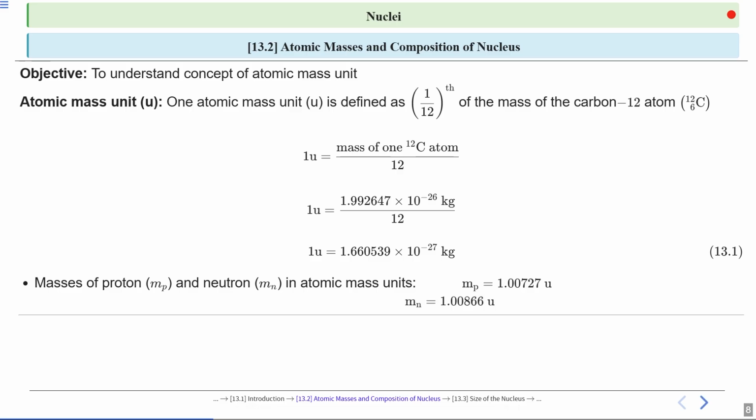Similarly, the mass of a neutron is about 1.00866 U, which is just a bit heavier than a proton. Both of these values are very close to 1 U, but not exactly equal. This small difference is important in nuclear physics, especially when we discuss binding energy and mass defects.